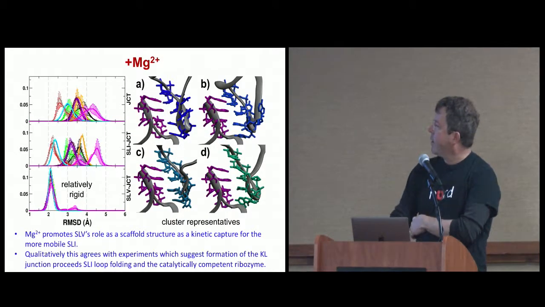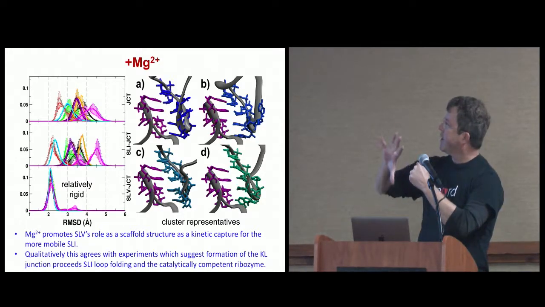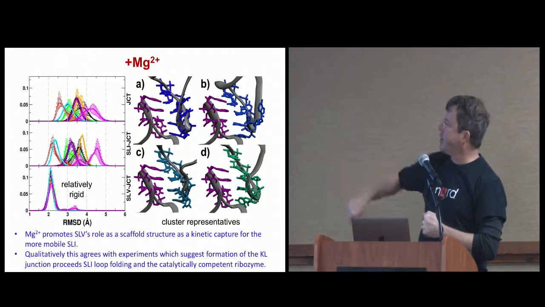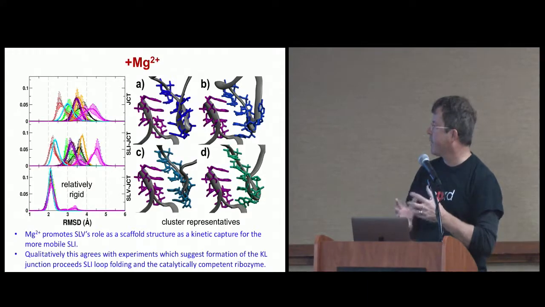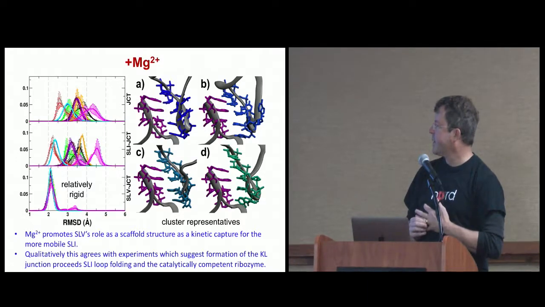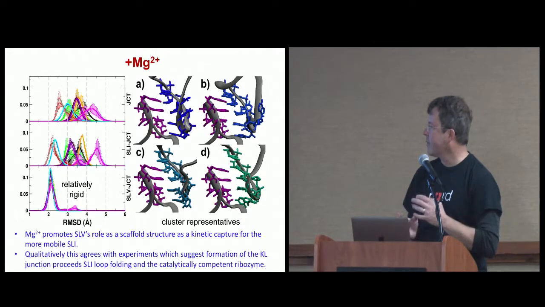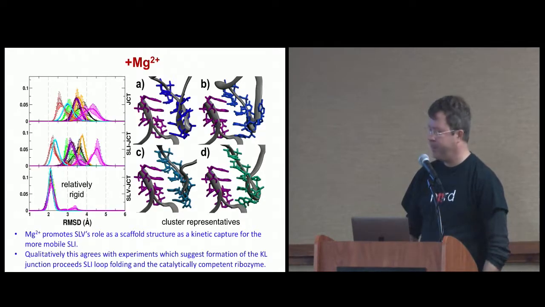What we do see, though, that's interesting to us is that stem loop 5 is very, very rigid, whereas stem loop 1 is quite dynamic. It's a little less dynamic with magnesium present, but it adopts multiple different conformations. And what we think is the magnesium promotes stem loop 5's role as a structure for kinetic capture of the more mobile stem loop 1, and this agrees with experiments that show that this kissing loop junction precedes the folding. The junction formation precedes the loop folding of stem loop 1.